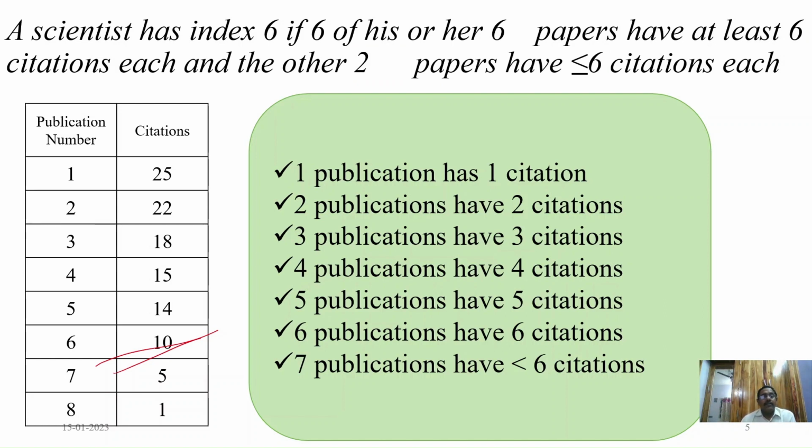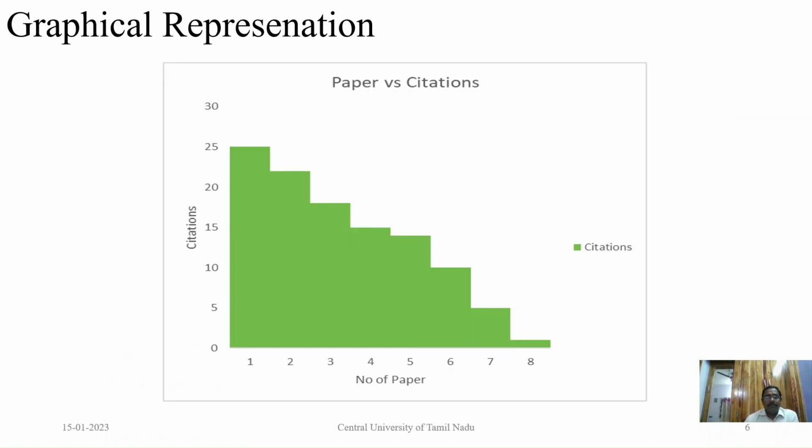Okay. So let us go to the graph. This is the graph of the previous table, where you can see the six citations. If it could match with the number of papers, it will be like this. Or otherwise, if the area is reduced, it can be like this. Six papers will have six citations. This we call the H index. Okay. So more cited papers means more citations.